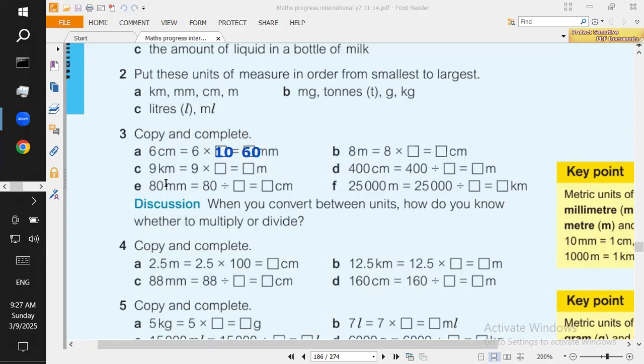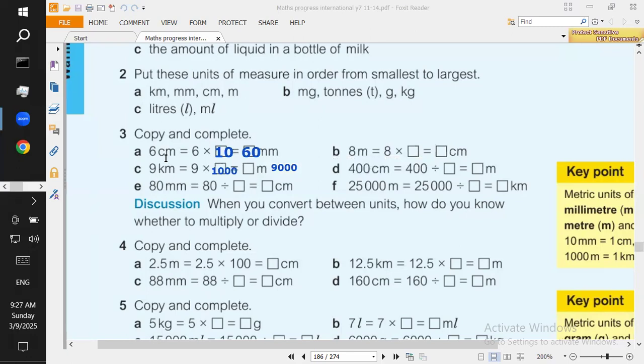Now, next one, kilometers to meters. Inside 1 kilometer, we have 1,000 meters. So 9 kilometers will be multiplied by 1,000. And the answer will be 9,000. So this one should be 9,000 meters.